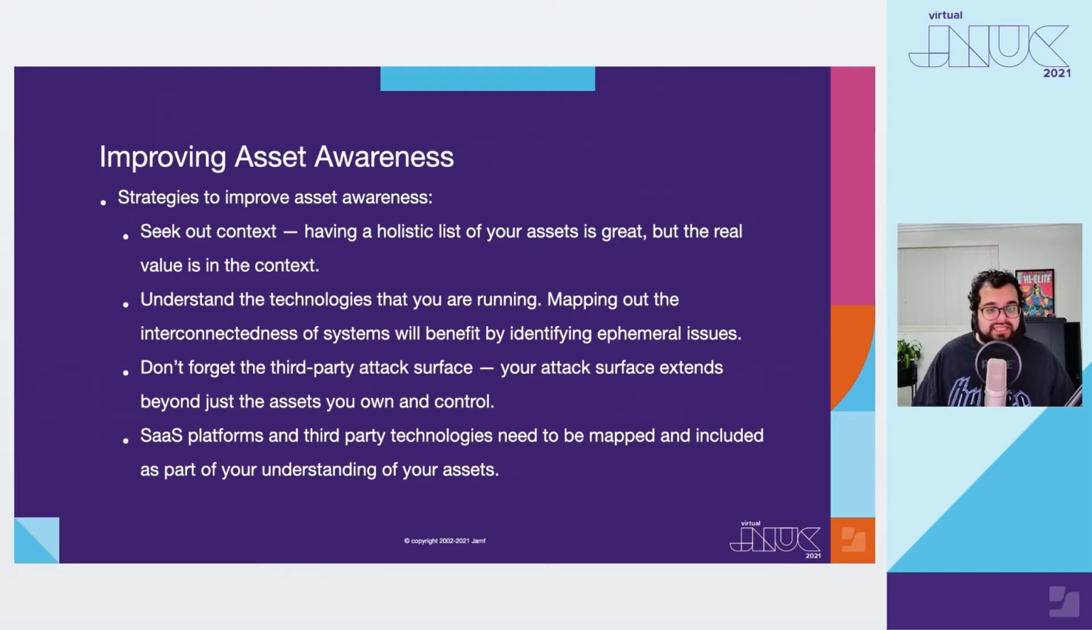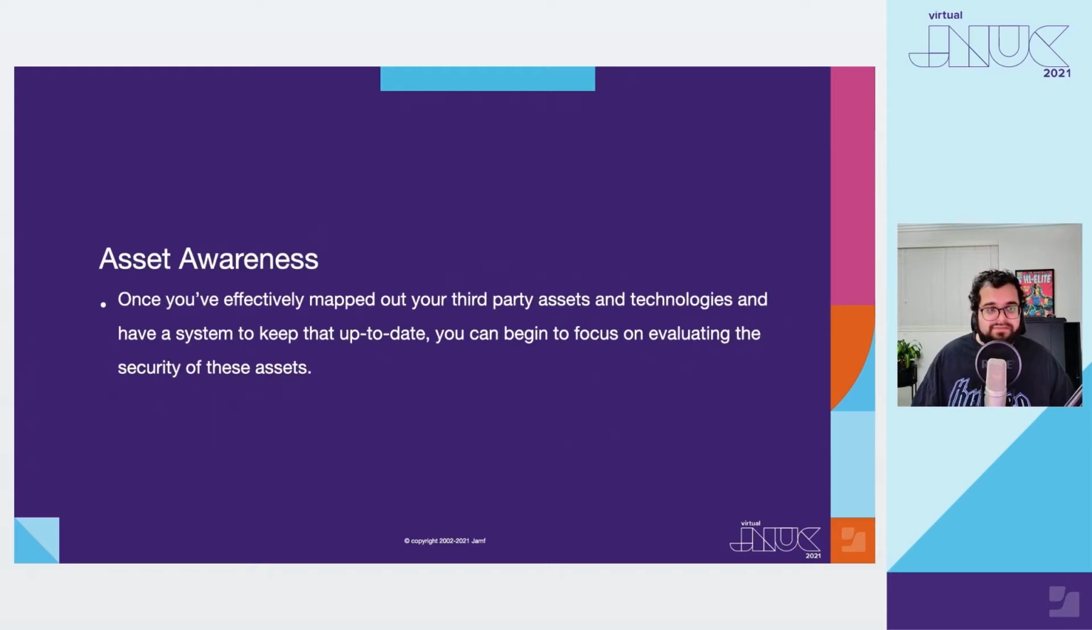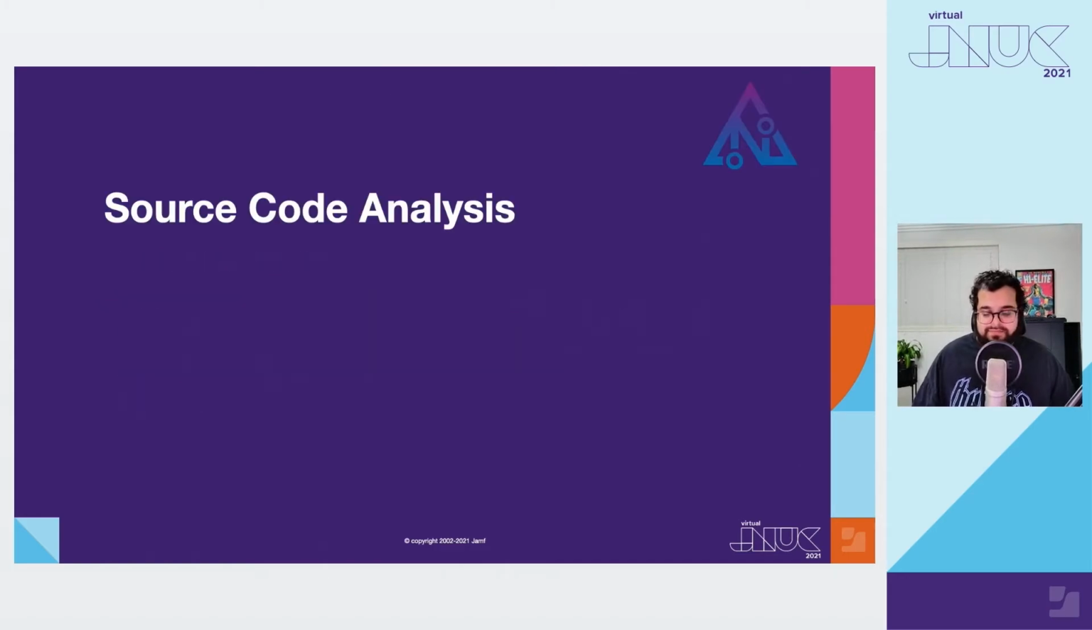SaaS platforms are a great example of this, and a lot of companies use many SaaS platforms, which they may not consider as a part of their attack surface, but for an attacker, this isn't the case. These are also considered as a part of your attack surface. They need to be mapped out and included as a part of your understanding of your assets. Once you've effectively mapped out your third-party assets and technologies, you should have a system to keep that up to date so you can begin to focus on evaluating the security of these assets.